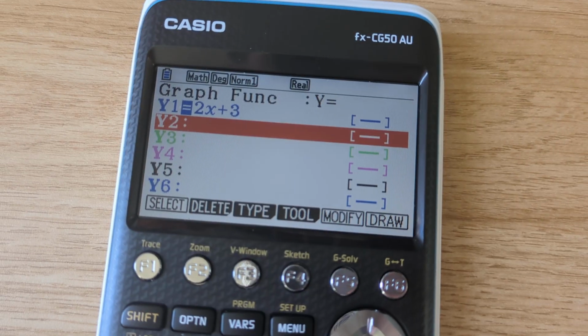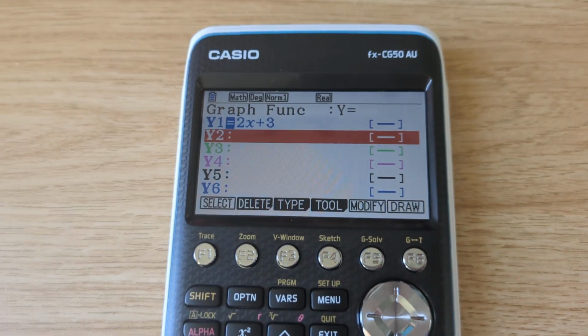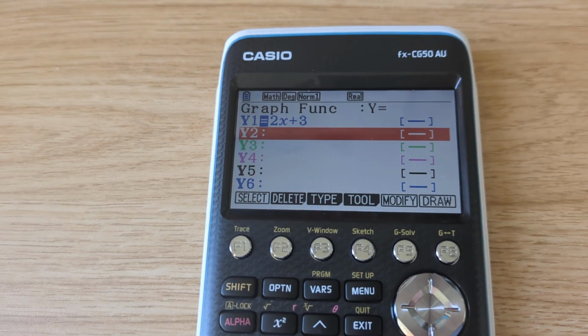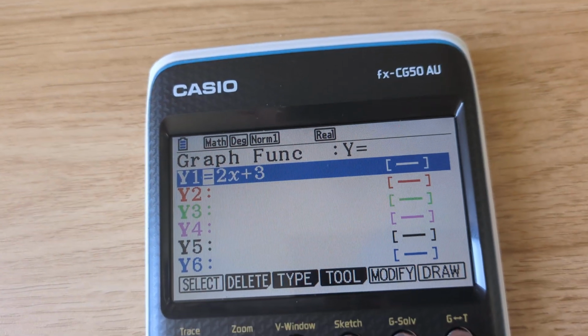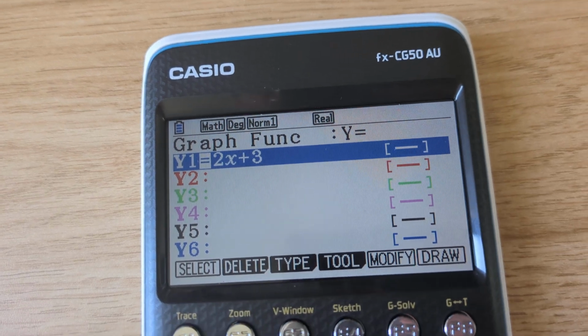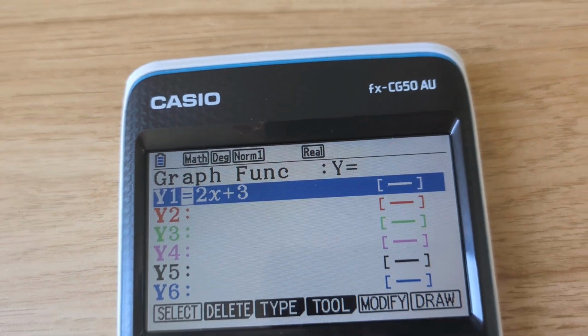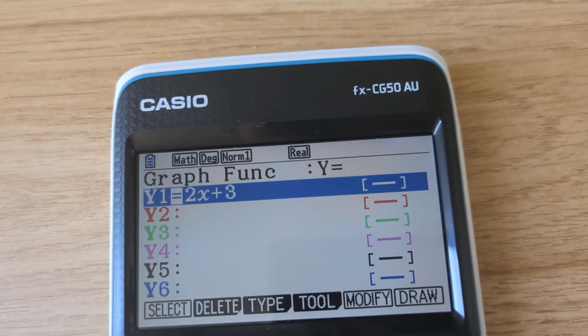Cool. Now I've got 2 linear functions I actually want to compare. The other one is 1x plus 4. So this was the first one. And if you see here, it has y1 equals 2x plus 3. And we know gradient intercept form is like y equals mx plus c. So this y1, that is just y. So it's y equals 2x plus 3.